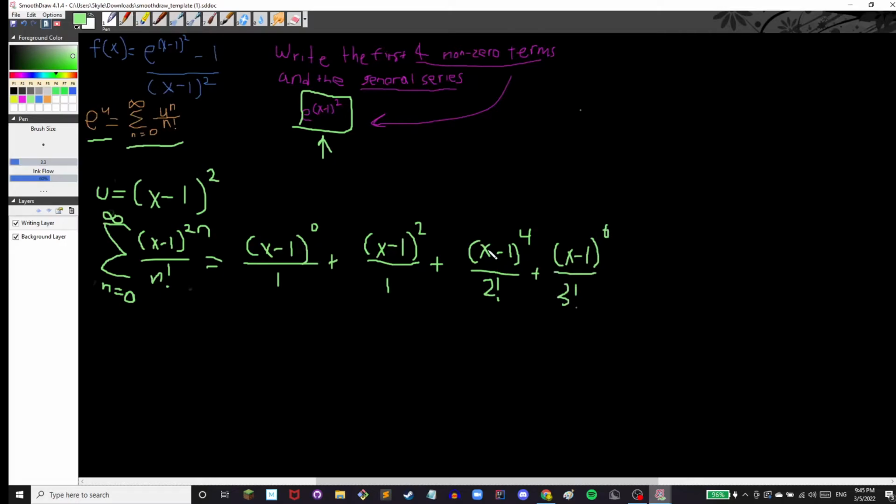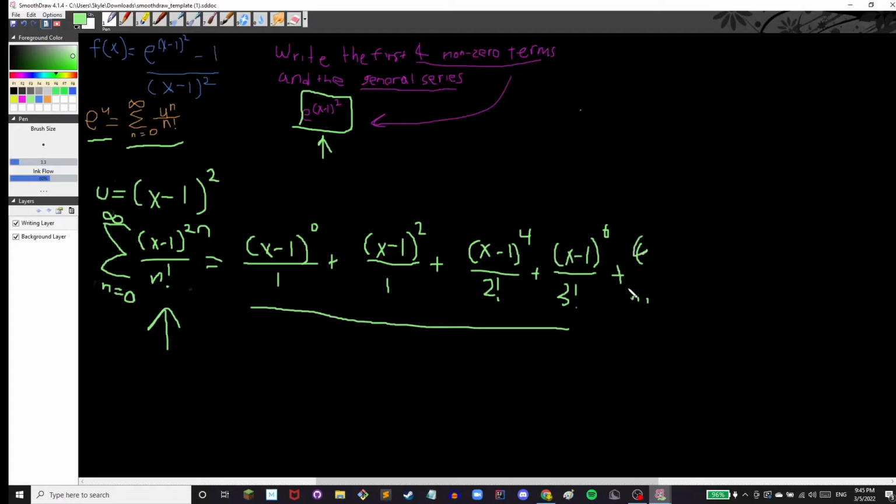Alright, now we have the first four non-zero terms. I mean, all of these are not 0, so you can conclude that. So how do we find the general series? Well, we wrote these first four terms based on this series in terms of n. So the general series would just be this, because that's what it is in terms of n. So we can just simply write this.